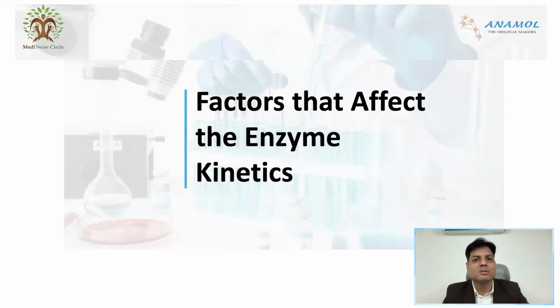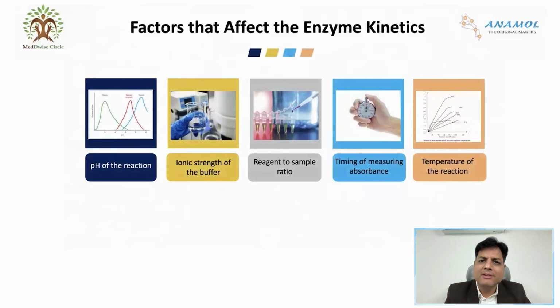Friends, enzyme activity is also termed as enzyme kinetics. We have seen that there are five major factors that affect the enzyme kinetics or enzyme activity. The first one is pH. If the pH of the reaction mixture changes, then the enzyme activity is affected. Either it is increased or decreased. We also saw that ionic strength of the buffer is very important. If there is a weak buffer or a strong buffer, it affects the activity of enzyme.